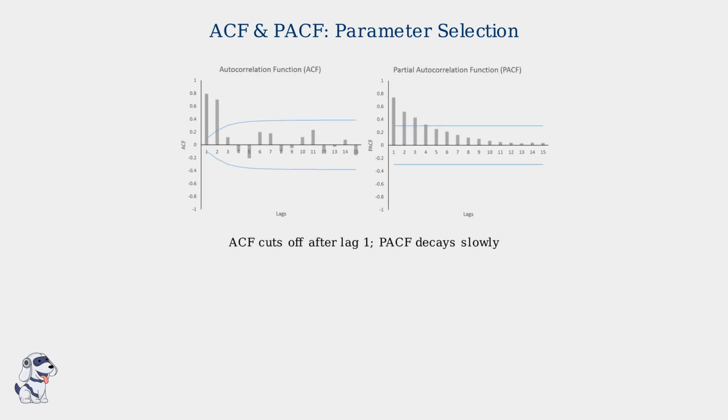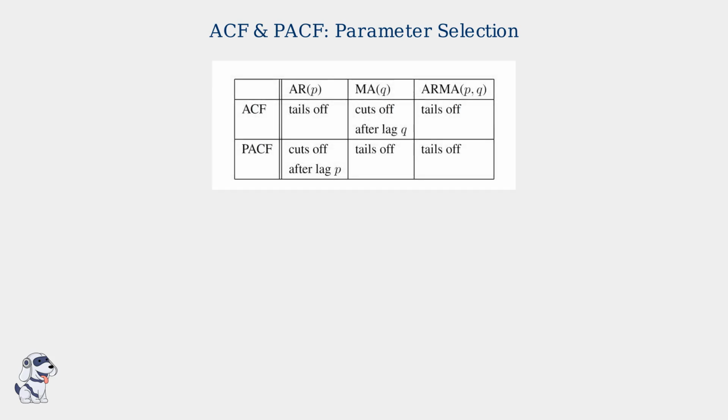The partial autocorrelation cuts off after 2 lags, suggesting an AR model of order 2. If the ACF cuts off after 1 lag while the PACF decays gradually, this indicates a moving average process of order 1. In summary, for AR models, the PACF cuts off after P lags while the ACF tails off. For MA models, the ACF cuts off after Q lags while the PACF tails off. For ARIMA models, both ACF and PACF tail off.